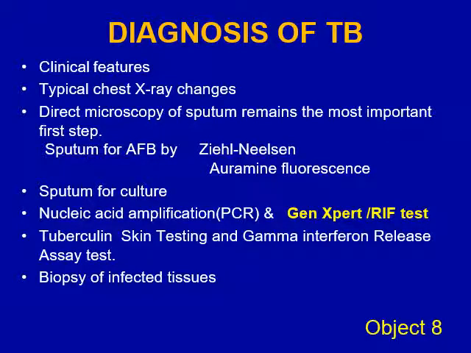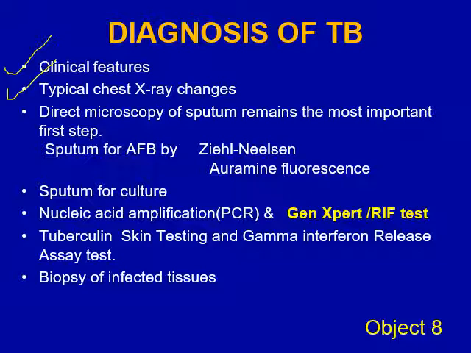So this is about the X-ray finding of the TB. For diagnosis of TB, I mentioned we have the clinical feature of TB, systemic and the pulmonary manifestation. Second, typical chest X-ray changes. And third, we should detect the TB bacilli in the sputum, detected by the AFB which is positive.